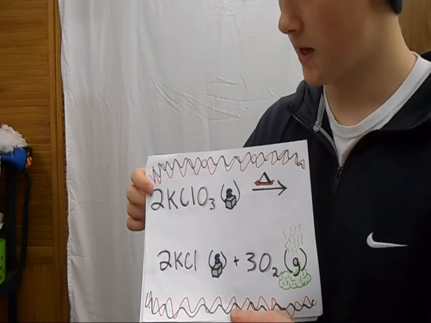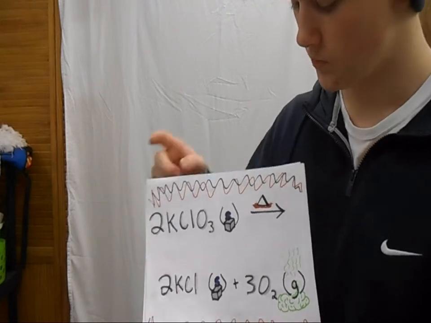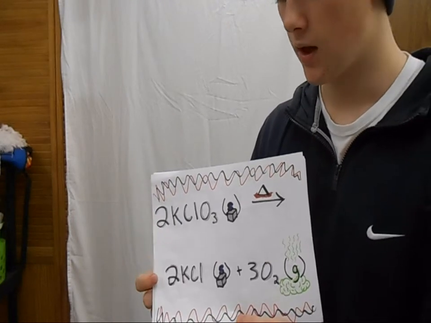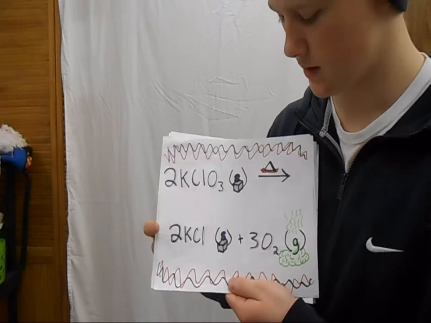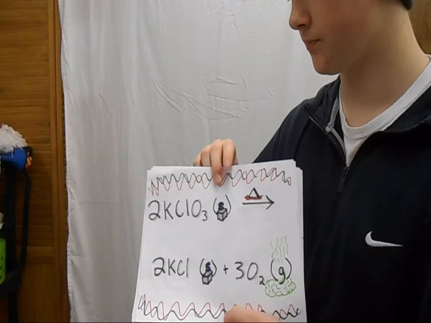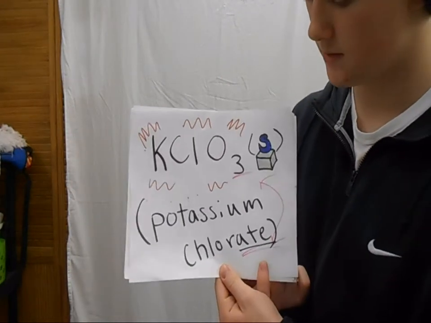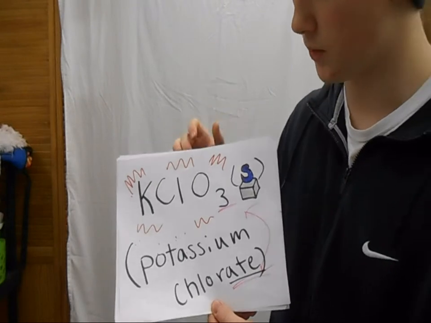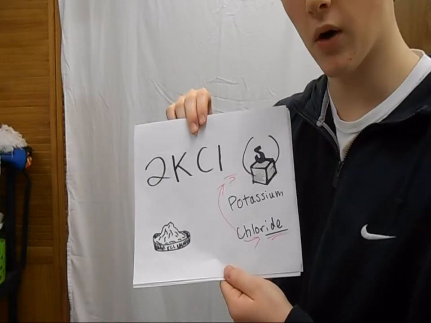Our reactant, potassium chlorate, which is a white powdery solid used in labs to speed up reactions, is applied with heat. Out comes our product, which is potassium chloride, also a white powdery solid, and oxygen. To further explain, this is our reactant, potassium chlorate. Notice the 3 at the bottom here because of the subscript 3.